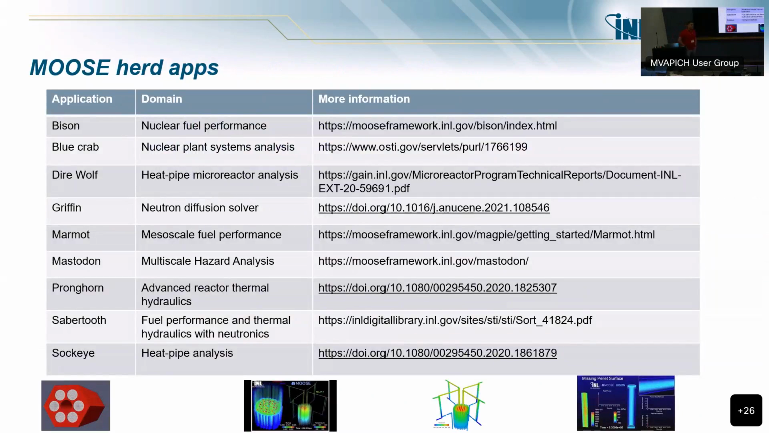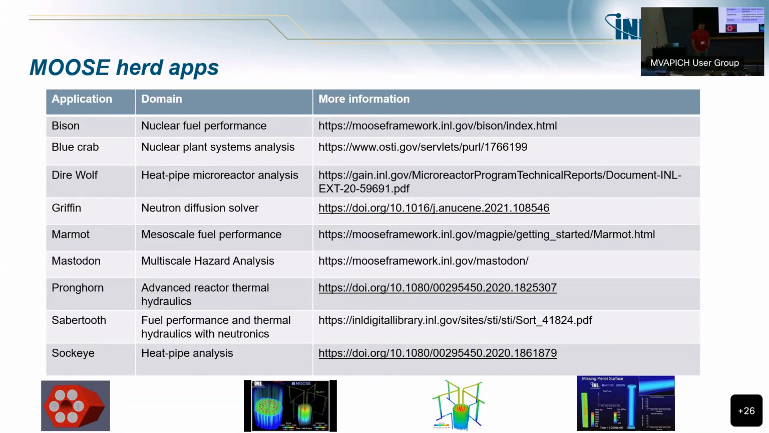So here's our herd of apps. For those working on MVAPICH, you might wonder, well, what are you doing with this? What is really driving all of these? The Moose framework, every single application is given an animal name. And so here you see all these animal names. Some of them are mythical animals, griffins and anyways, but most are, I guess, some inspired by Idaho, others are just dreamed up.